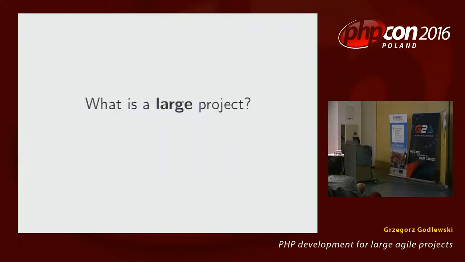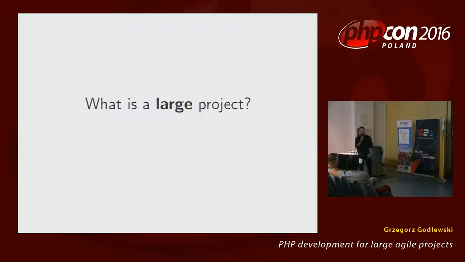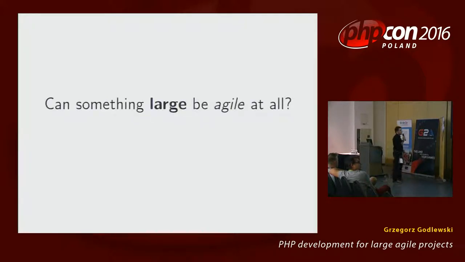The second word in the title is large project. We could ask ourselves, and I got that question, what's actually a large project, right? And the consultant answer would be, it depends. You can think about large projects in terms of a big code base, a lot of services to maintain, a lot of users, a lot of data, or a lot of teams on the project. There are many factors that could make a project large. The second question could be: can something that's large be agile at all? If you have a big object, its ability to be agile in terms of shifting directions and adapting is quite reduced, right?